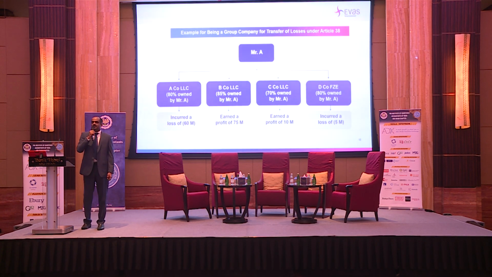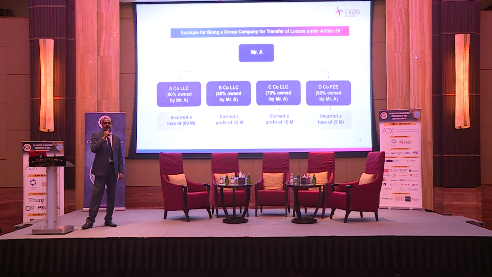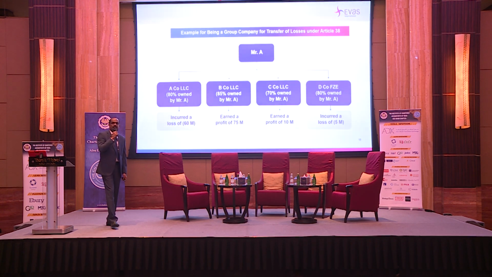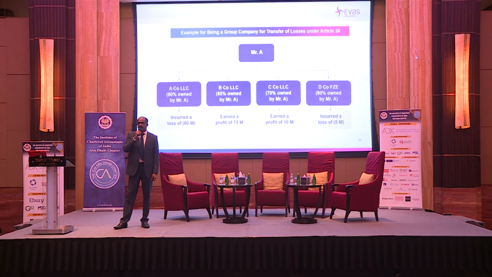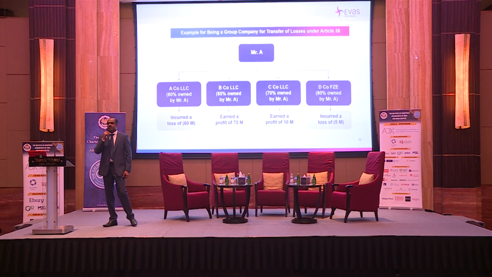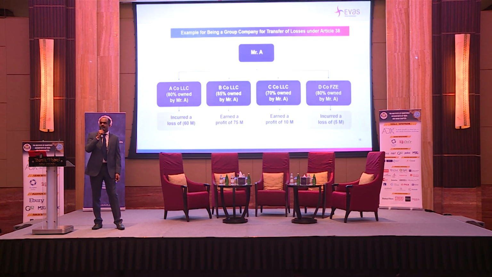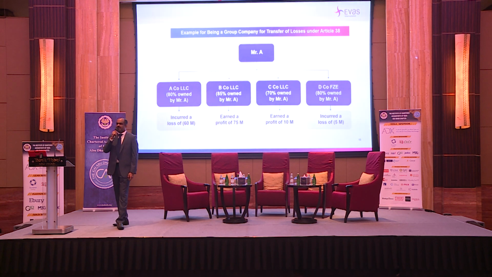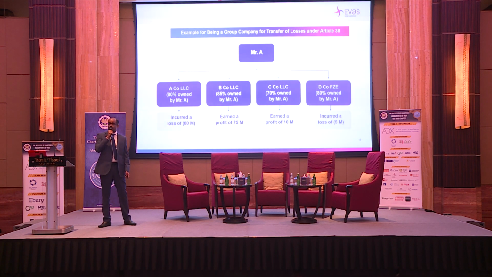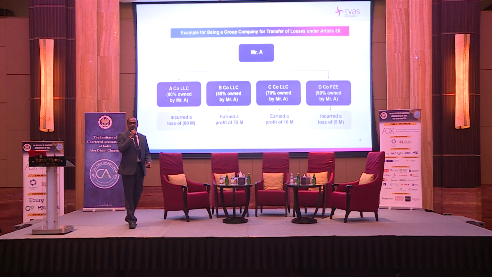Here an example has been given. Mr. A holds 80% of the shares in A company LLC, and A company LLC incurred a loss of 60 million in a particular year. B company LLC is 85% owned by Mr. A and earned a profit of 75 million. C company LLC, 70% owned by Mr. A, earned a profit of 10 million. And D company FZD, 80% owned by Mr. A, incurred a loss of 5 million. Which of the companies can transfer tax losses between each other, and what will be the impact of the transfer of tax losses? We will see that.